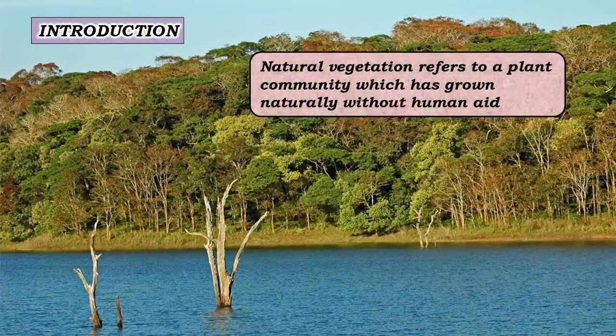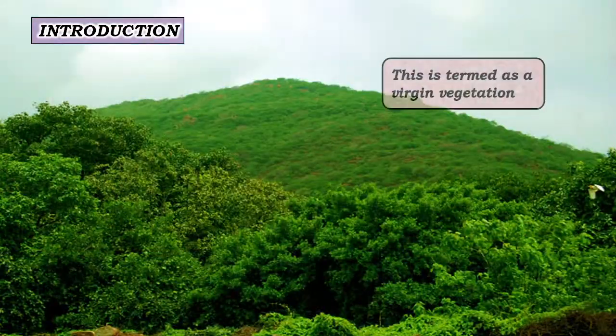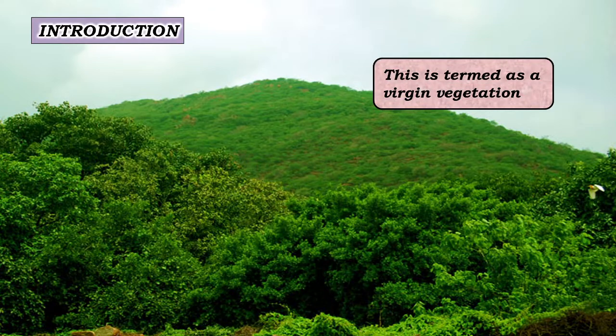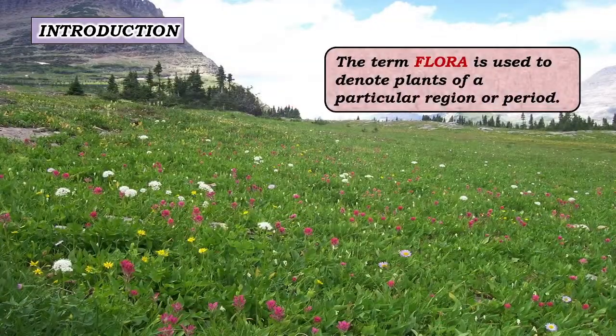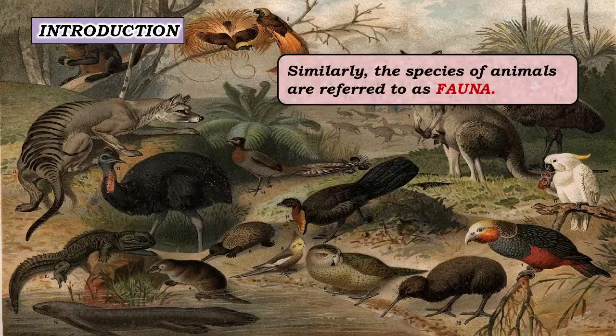Next, look at this. Natural vegetation we have. This is termed virgin vegetation, orchids. Next, we have flora. Flora means flowers and fauna means animals.